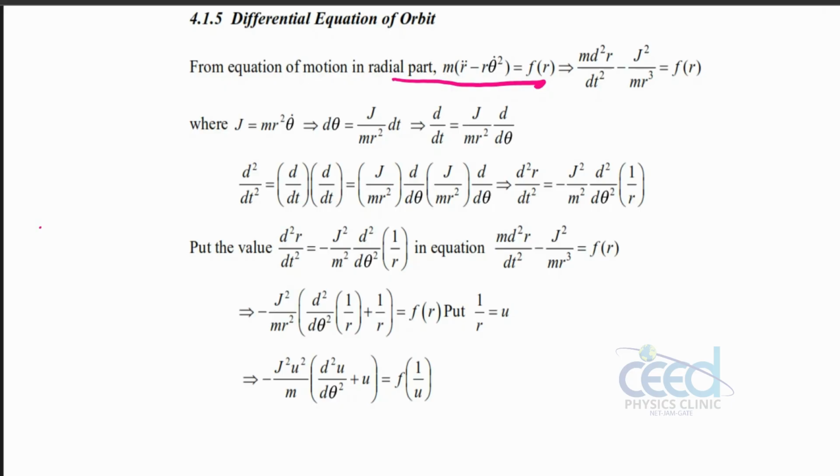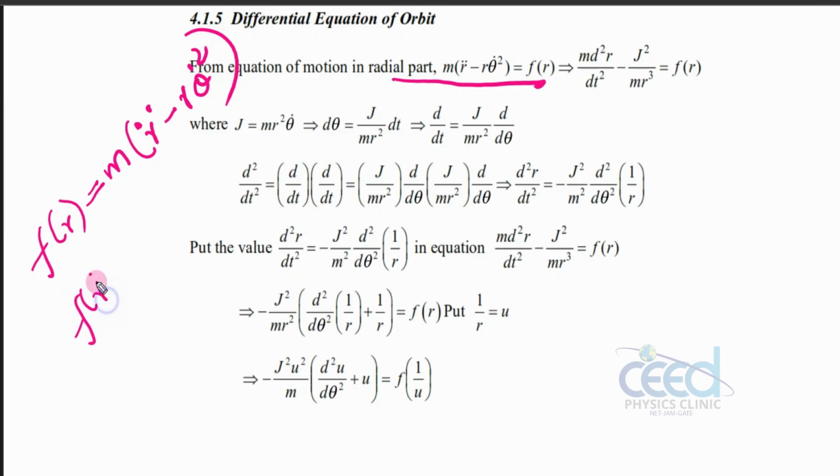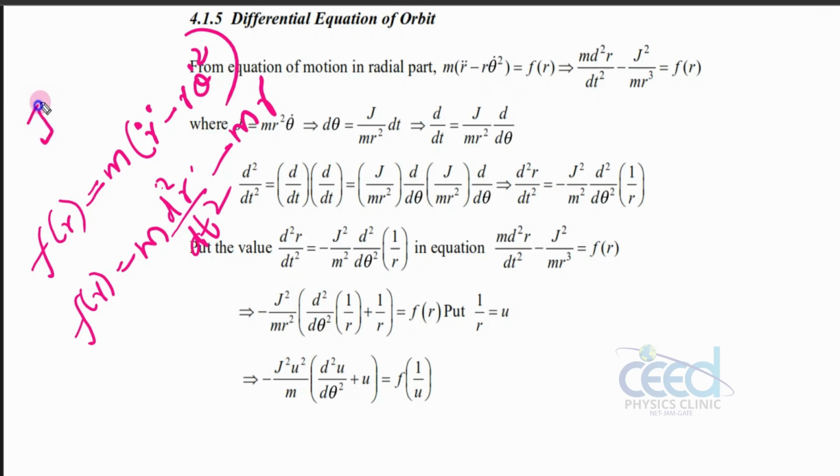See, we have seen this equation, the force part, the central force. For its radial part we represented it as m into r double dot minus r theta dot square. Now I am expanding this as f of r is equal to m into r double dot, which I can write as d square r by dt square. Minus mr into theta dot square. At the same time we know that the angular momentum J is equal to mr square theta dot.